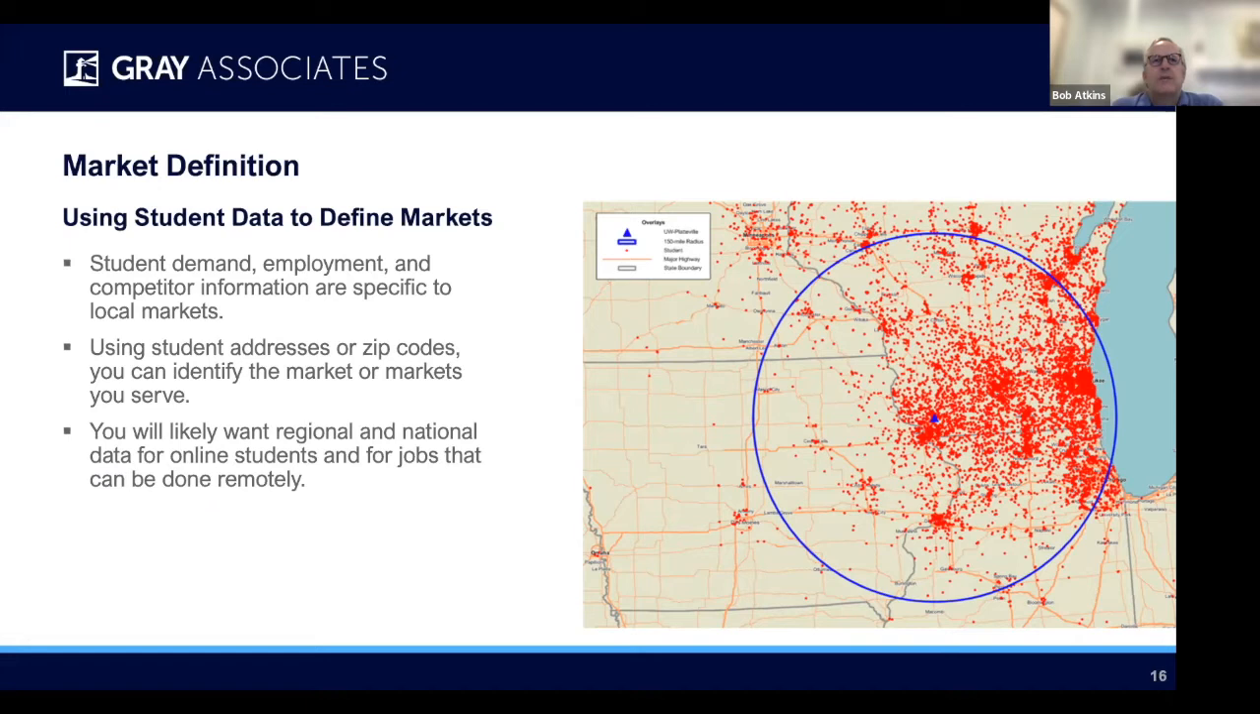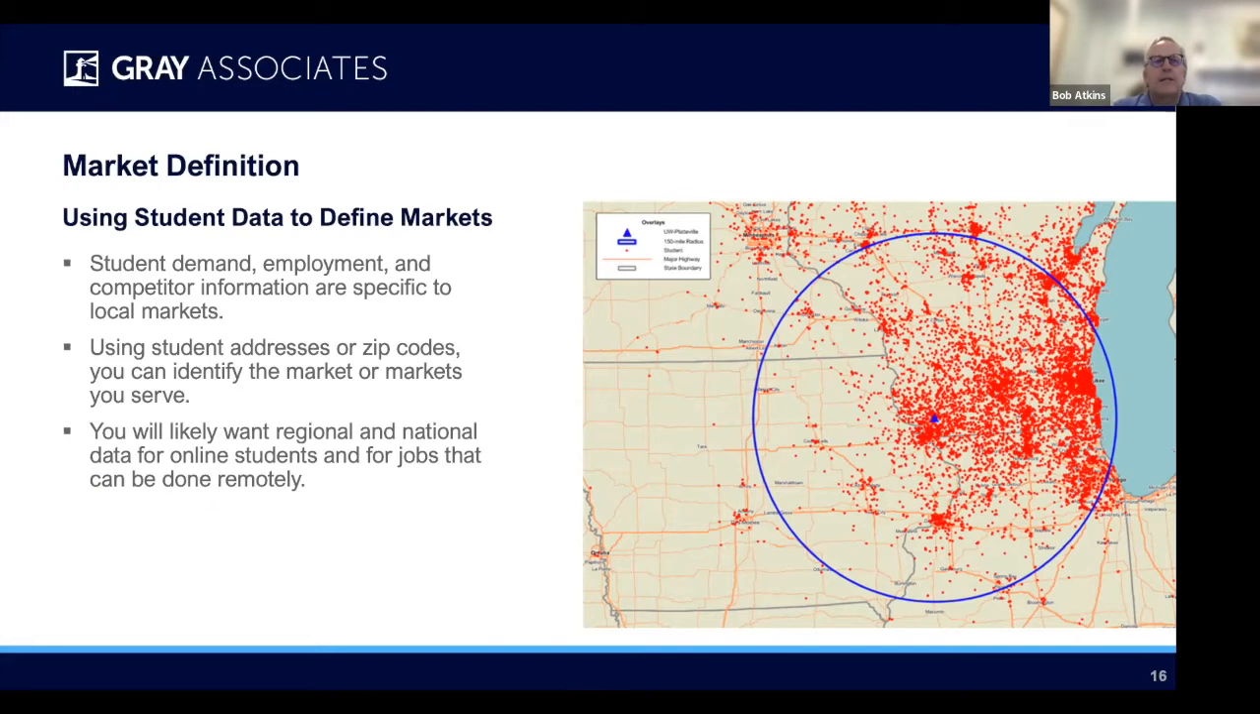We'll take your student addresses, populate a map, we happen to do it in Tactician, and then have a look to see where the majority of your students come from. And then the definition of your market will be a circle, a radius, if you will, that you swing around your campus that includes the preponderance of your students. A little bit of judgment calls to exactly what percentage.